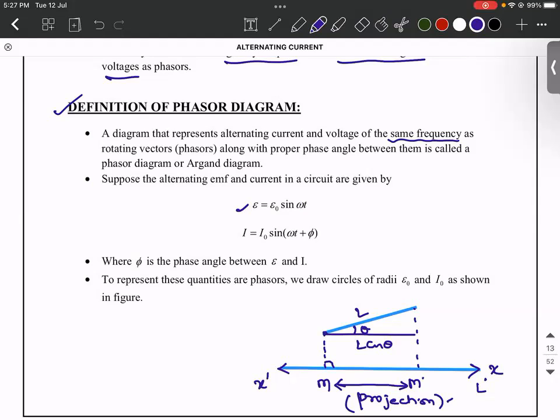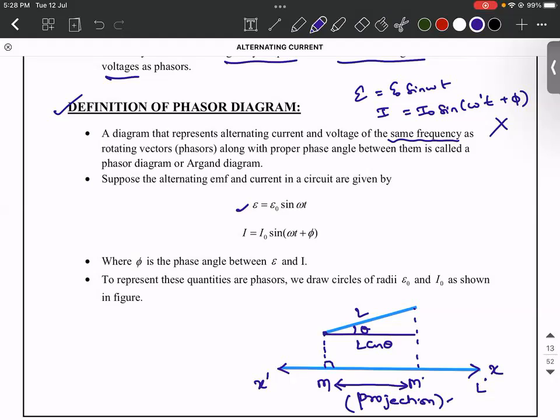If E is equal to E naught sine omega t, I cannot be I naught sine of omega dash t plus phi. No, you cannot draw the phasor diagram for it. So for a phasor diagram to be drawn, both frequencies should be the same. It is a diagram that represents alternating current and voltage of the same frequency as rotating vectors, along with the proper phase angle between them. How much is the angle of separation between them? We do know that phi. That phi is called the phase angle.